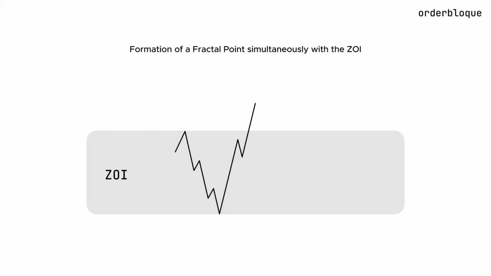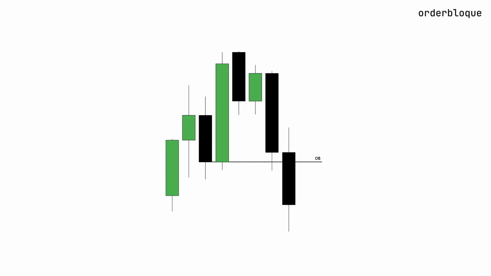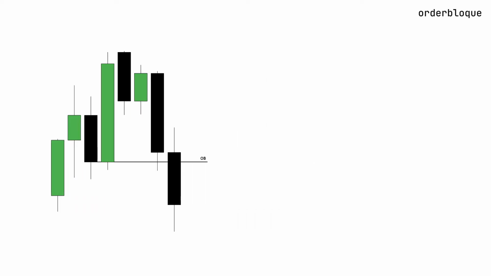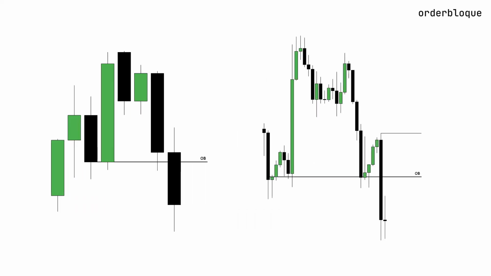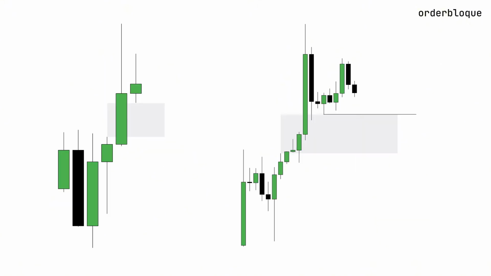The first option is the formation of a fractal simultaneously with the zone of interest. In other words, it's the initial presence of a fractal point inside, which gives a small advantage if the zone itself is instantly tested afterwards. For example, this is a daily order block, and on the 4-hour chart inside it, there is a fractal maximum that can act as a liquidity injection. This also includes cases where the fractal point itself is the lower or upper boundary of the fair value gap.